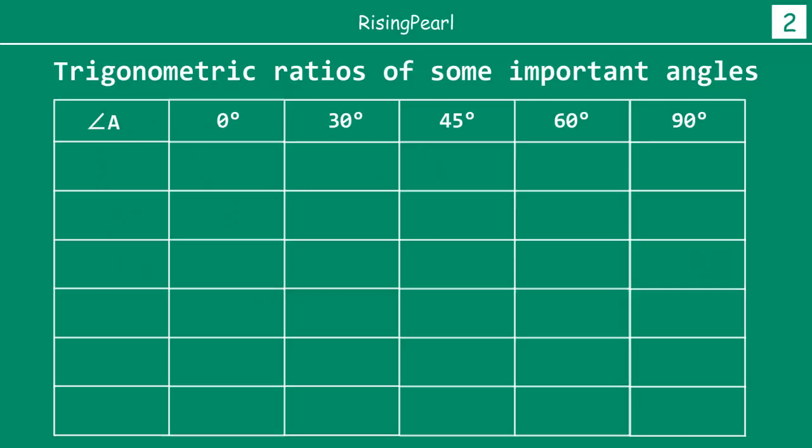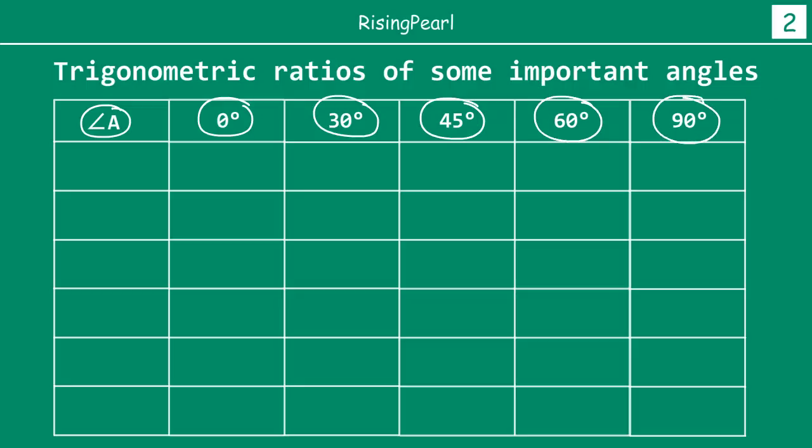Now, friends, let's do a recap of all the values we have learned. Just to give you a quick idea about how we are going to structure this, this is a simple grid, and angle A is any angle. It could be angle A, B, C, P, Q, R, whatever, and these are the angles for which we want to know the trigonometric ratios. So 0 degrees, 30 degrees, 45 degrees, 60 degrees and 90 degrees.